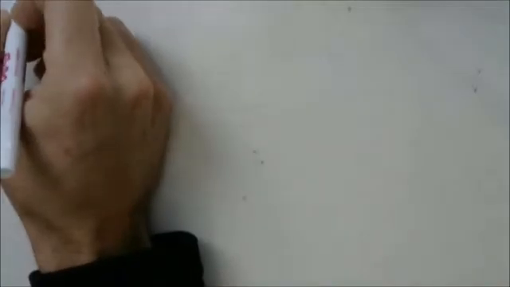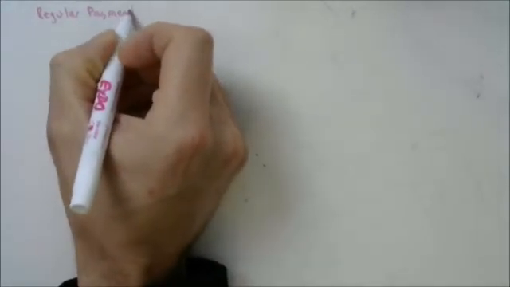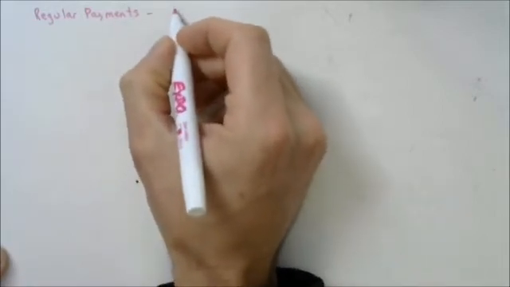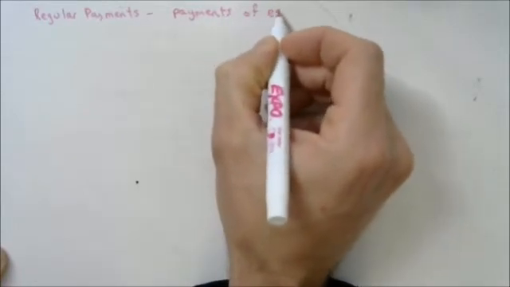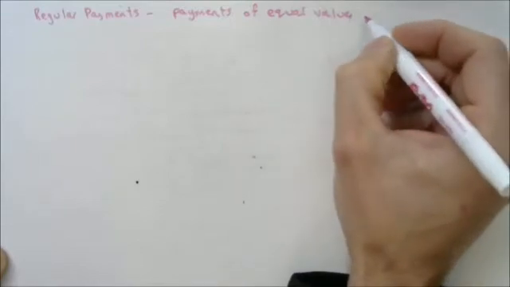We're going to make sense of this using some of what we've learned from sequences and series, as well as what we know about exponential functions. And here we go. So first we'll start by taking some notes at the top there. Regular payments: these are payments of equal value made at equal time periods.